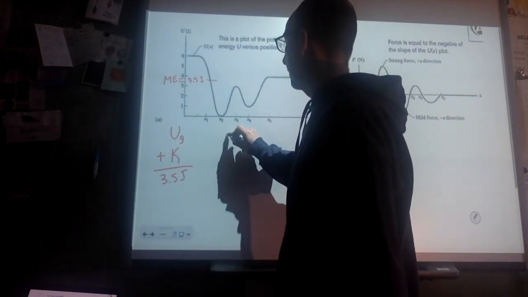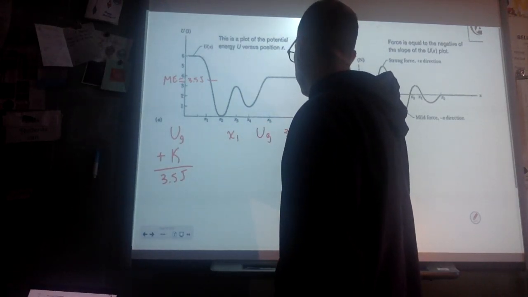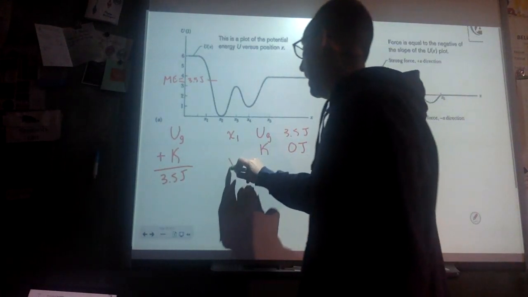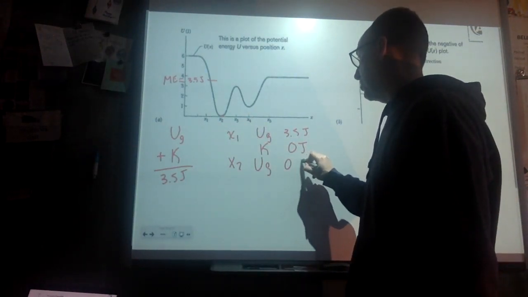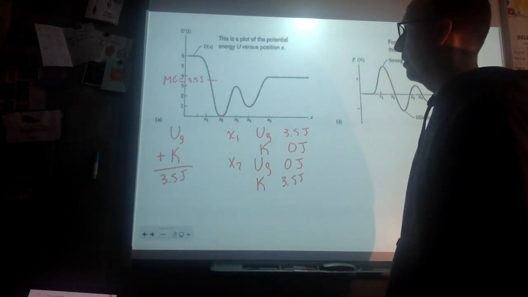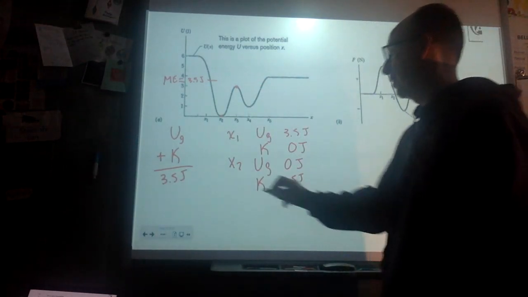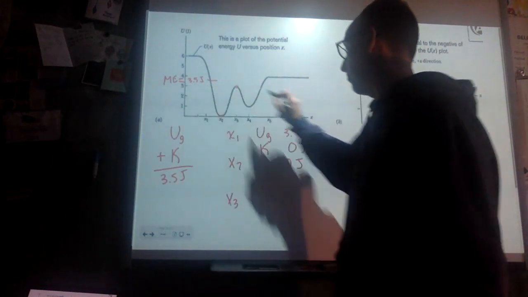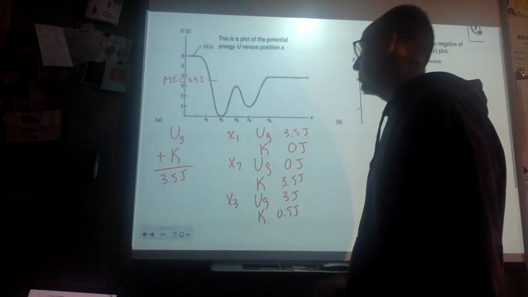So at x1, I would say my potential energy is 3.5 joules, which would make my kinetic 0. At x2, I'm down here. At this point, I have no potential energy. It's 0 joules, and now my kinetic is all of it. At x3, I have both. I have a potential energy that lines up with 3 joules, and my kinetic is 0.5 joules.